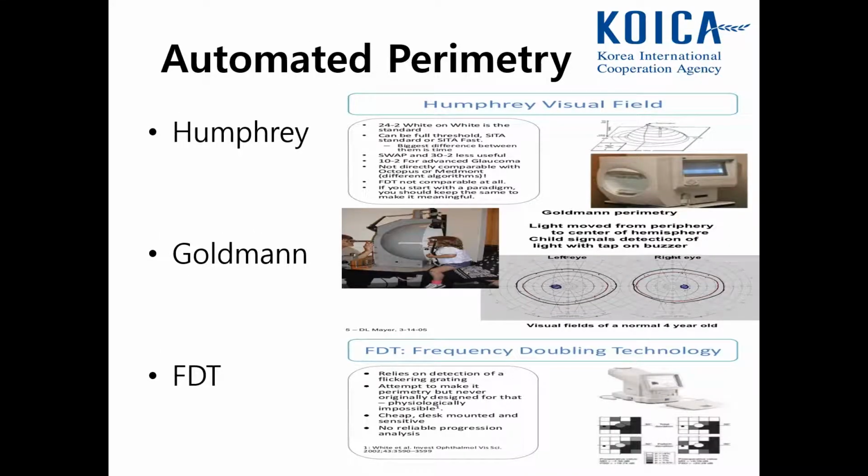The most commonly used method to check the visual field is the Humphrey visual field, and it is the standard. Goldmann is more useful for those suffering from diplopia. FDT is faster than Humphrey, but sometimes it is not reliable or delicate.